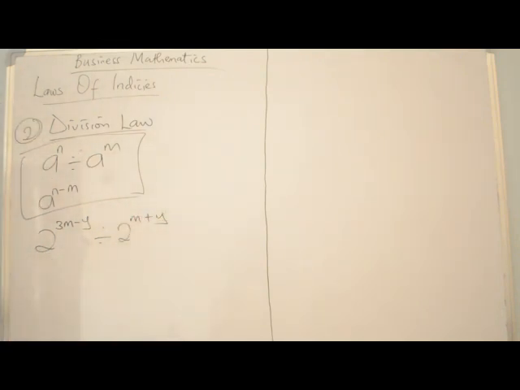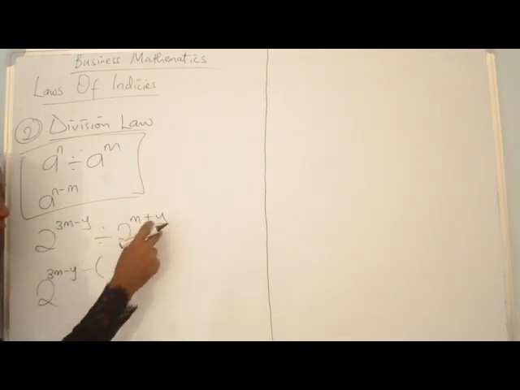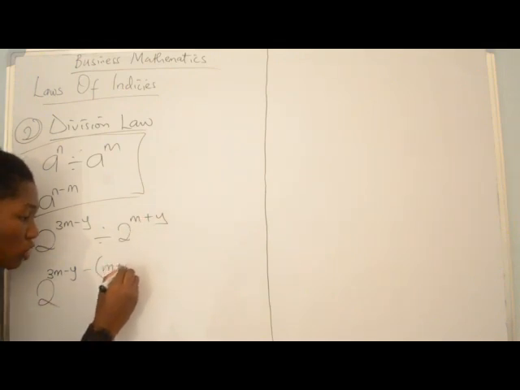So this is very simple. You can see our bases are the same, so we simply subtract their powers. We maintain one base, and we have 3m minus y, which is the power of the first. We're subtracting the power of the second, m plus y.